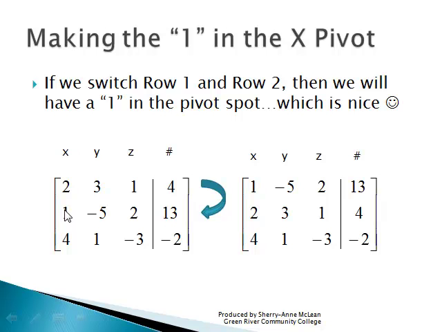Again, notice the second row was 1, negative 5, 2, 13. That's now 1, negative 5, 2, 13 up here on the first row. The first row is now our second row, 2, 3, 1, 4, and our bottom row remains unchanged. Switching rows is one of the legal operations that we can do to simplify a matrix.